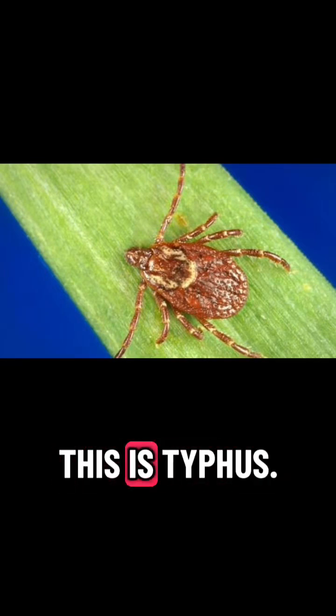Years later, Emil Brumpt would describe this bacteria and name it Rickettsia rickettsii in honor of Howard Ricketts. He also developed a guinea pig method to confirm that transmission was by these Dermacentor ticks. Now, that's all fine and dandy, but none of this is typhus.